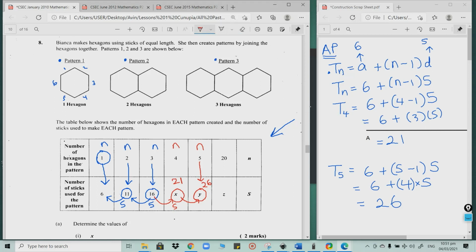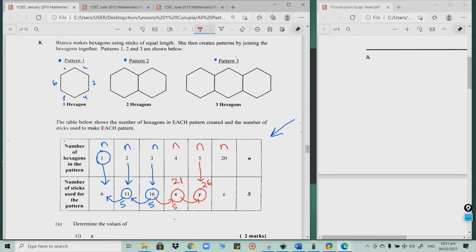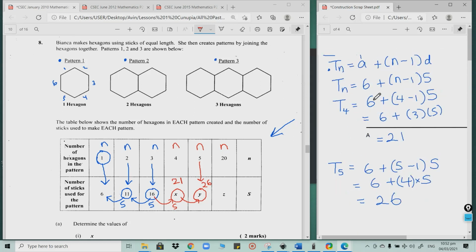Now, notice they have the first term, second term, third term, fourth term, fifth term, and then they jump to the 20th term. So they try to catch you here. You would think 6 would go here, but they skipped. So they want you to find the 20th term. And this is where the formula definitely comes in handy. Tn is equal to a plus n minus 1 by d, because it's an arithmetic progression. So we want to find T20, which is 6 plus n minus 1. n is 20, so we get 20 minus 1. And the common difference we figured out was 5. We've been using 5 right through.